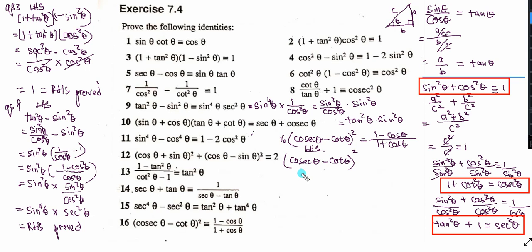Okay, now you can actually expand this. If you expand this, what you're going to get is cosecant square theta minus 2 cosecant theta times cotangent theta. Oh no, this is a wrong step.